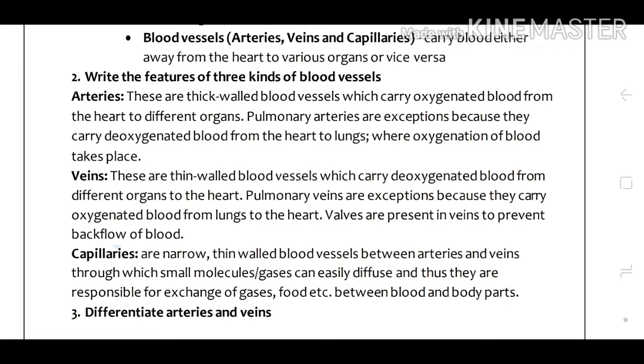Veins: these are thin-walled blood vessels which carry deoxygenated blood from different organs to the heart. Pulmonary veins are exceptions because they carry oxygenated blood from the lungs to the heart. Valves are present in the veins to prevent backflow of blood. Capillaries: capillaries are narrow, thin-walled blood vessels between arteries and veins, through which small molecules or gases can easily diffuse, and thus they are responsible for exchange of gases, food, etc. between blood and body parts.